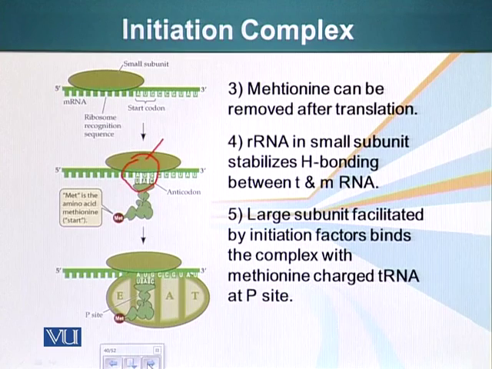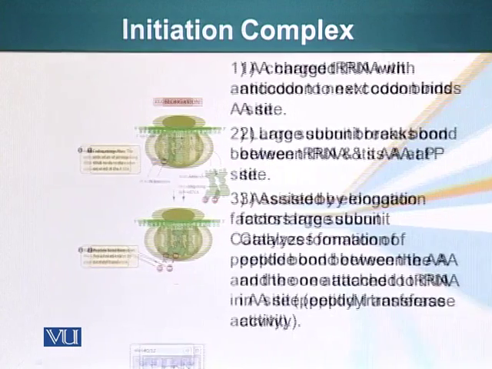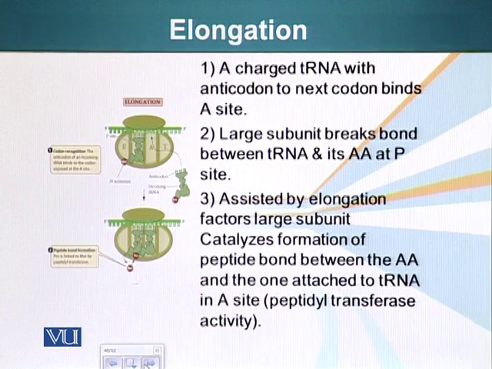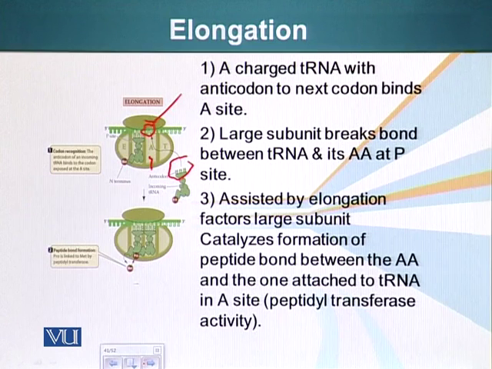So let's keep moving. This is the initiation. Now elongation. We have initiated the process of protein synthesis. A charged tRNA with an anticodon for the next codon binds the A site. Here you can see the A site. This is the anticodon on the tRNA, and it is complementary to the codon right here on this messenger RNA. It will come in and bind at the A site, assisted by elongation factors.